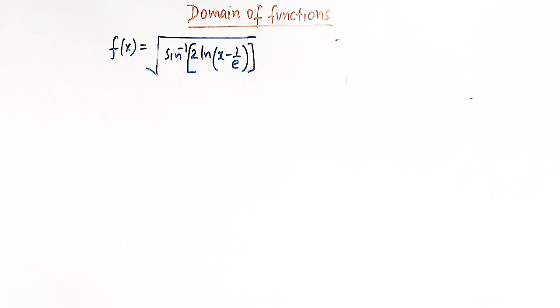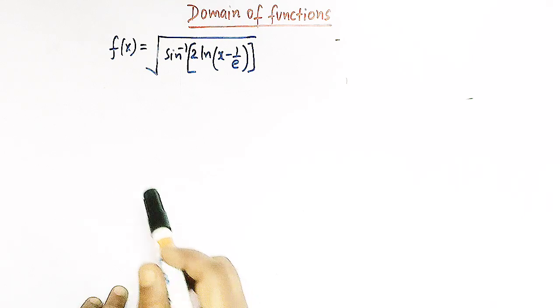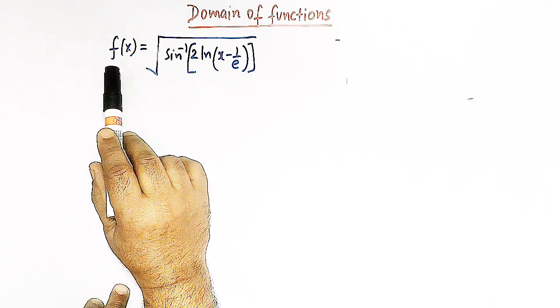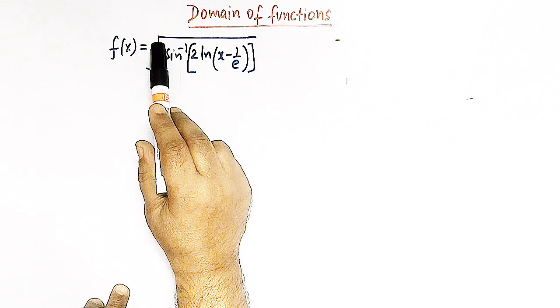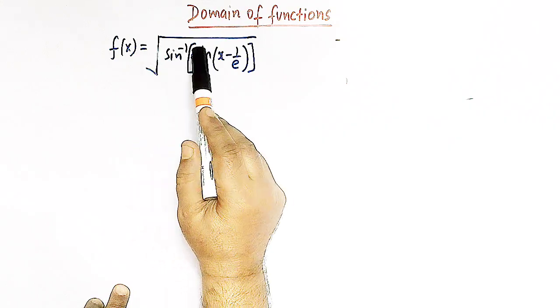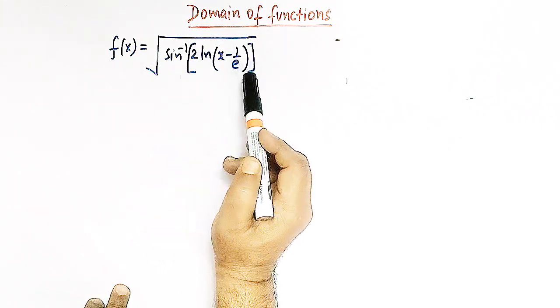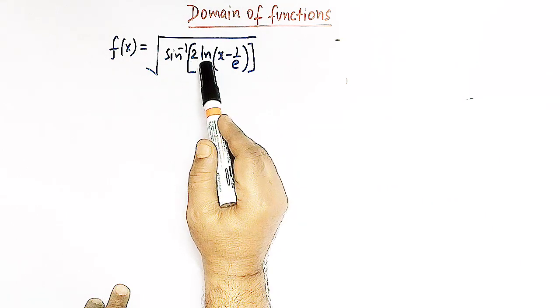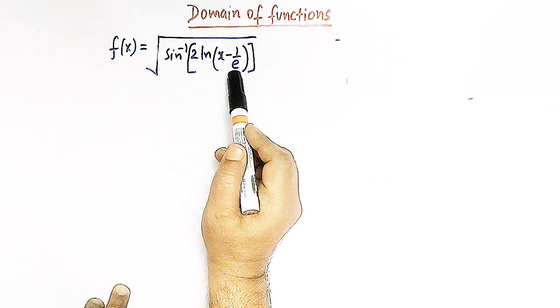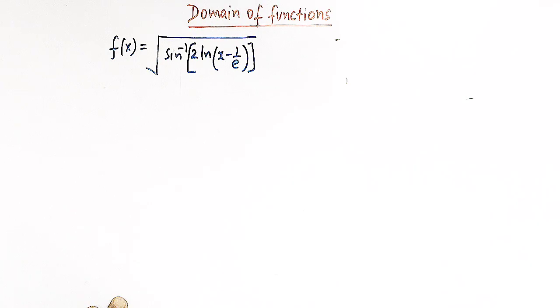Hello viewers, in today's session we are going to discuss another important problem from the domain of functions, and here we have to find out the domain of this function f of x, that is square root of sine inverse, and here we have in the square brackets 2 times the natural log of x minus 1 over e, where e is the exponential number. So in order to find out the domain of this function, we will make use of the concept of principal value branch or the range of sine inverse function.